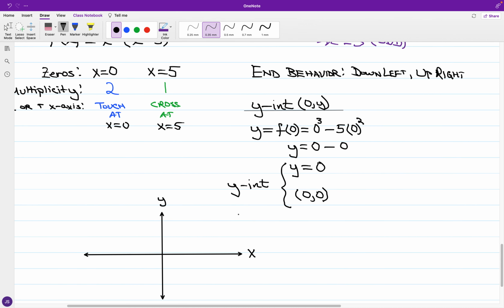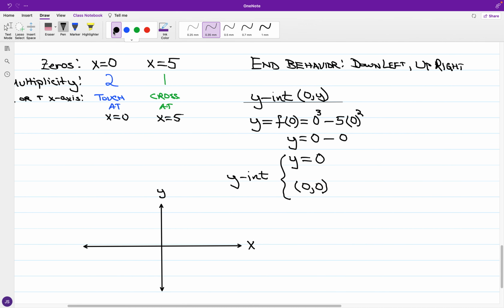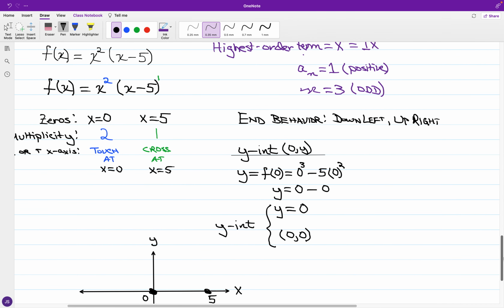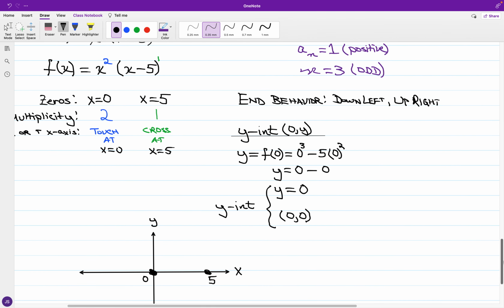Okay, so for the items of interest, we have our intercepts: x equal to 0, and also x equal to 5. And again, our y-intercept is the origin. So we got all the intercepts laid out.